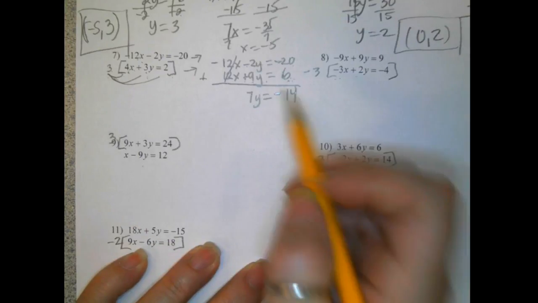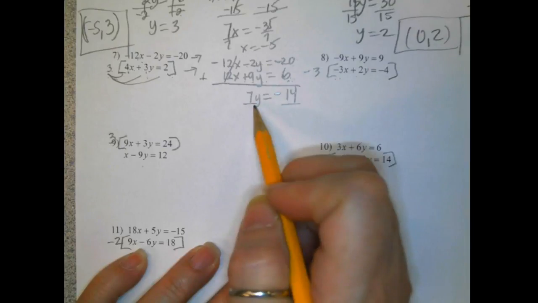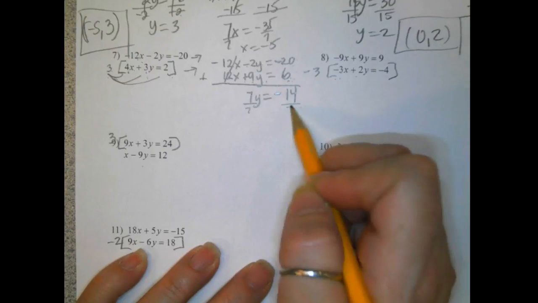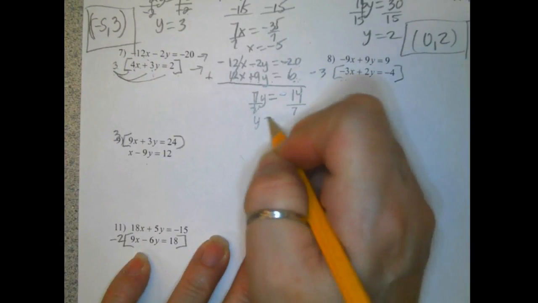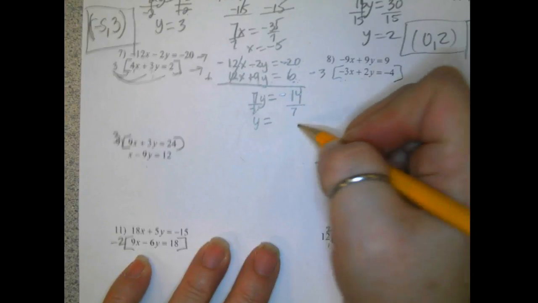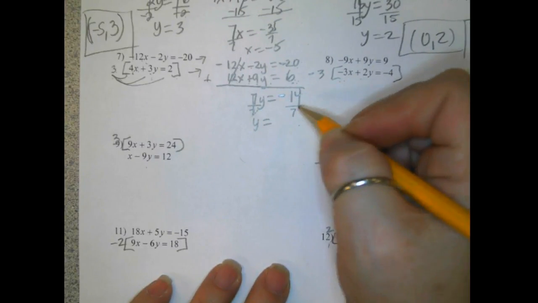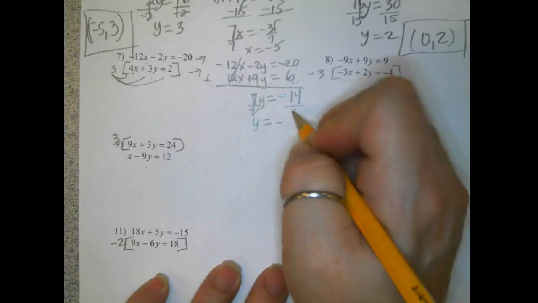Okay. So then I'm going to go ahead and undo this by dividing by 7, right? So y is equal to a negative divided by a positive. Is going to give me a positive or negative answer? Negative. What is 14? Okay.